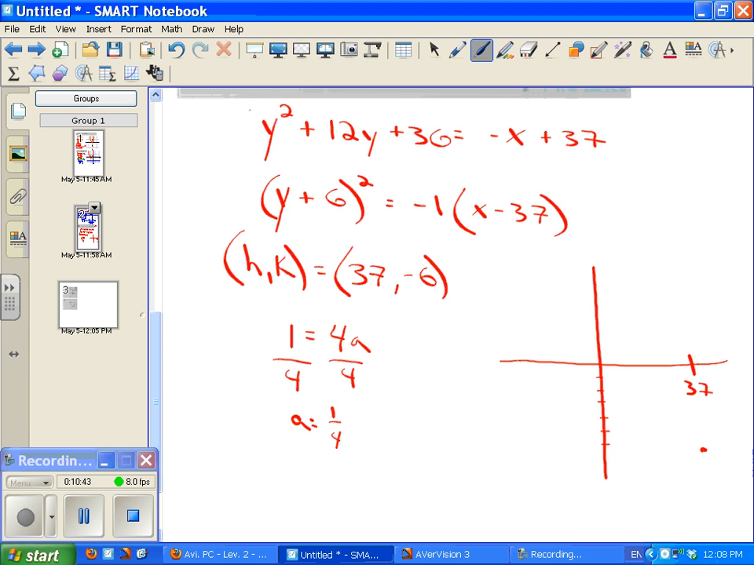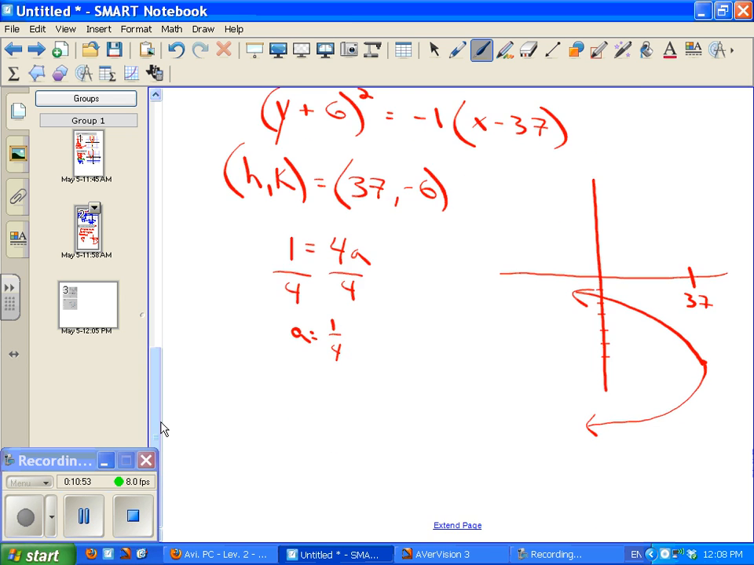Okay, and we know that it's going to open to the left, so it's going to do something like this. Now we know our focus has to be 1/4 to the left because it's got to be inside my parabola. So what x coordinate is that going to have? 36.75, negative 6. All right, that's my focus, and then my directrix.